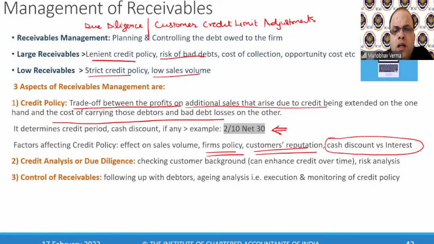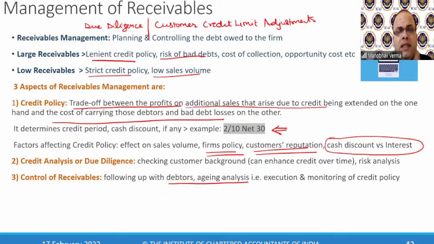Then of course the customer background and the credit enhancement and all that. Now control of receivables is very good, guys. Now this is happening in every corporate right now. Very important, very critical. They do aging analysis. Let's say, how does this aging analysis happen, guys?